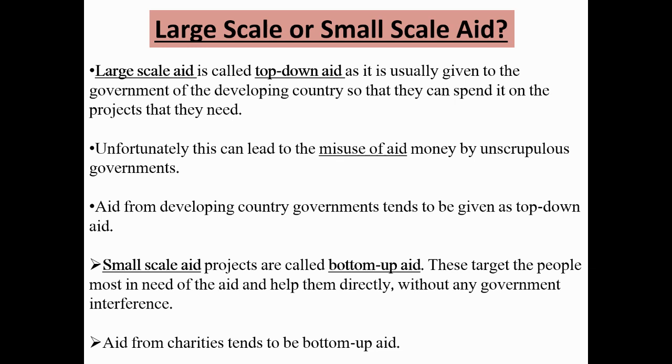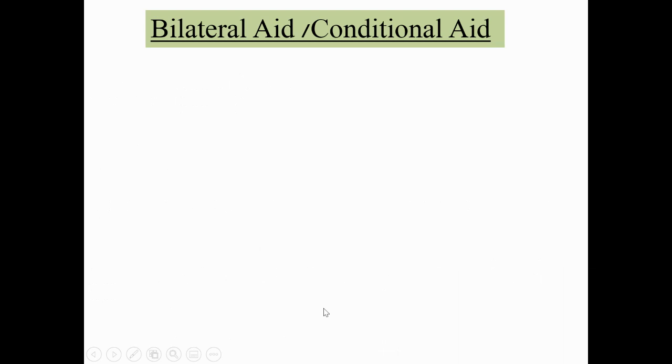This could be something like sending textbooks to a school. The money or the goods aren't being given to the government, they're being given to a school. Or sending vaccinations to be used by doctors. This tends to be bottom up aid. Okay, and we'd call that small scale aid.